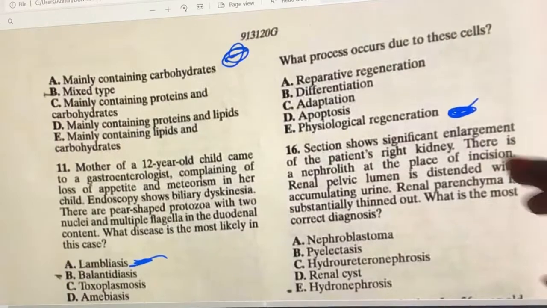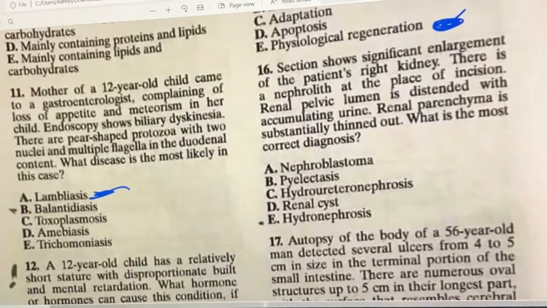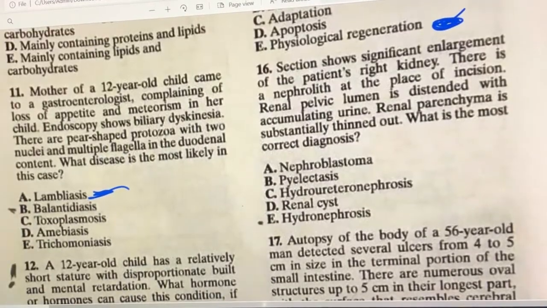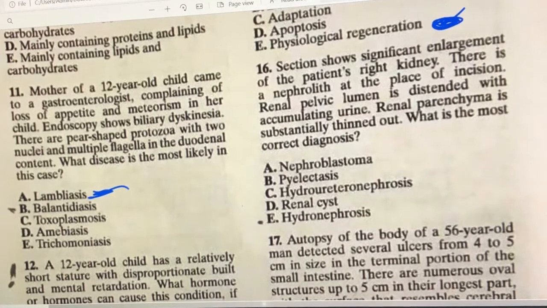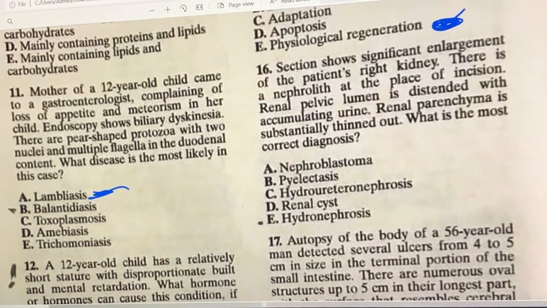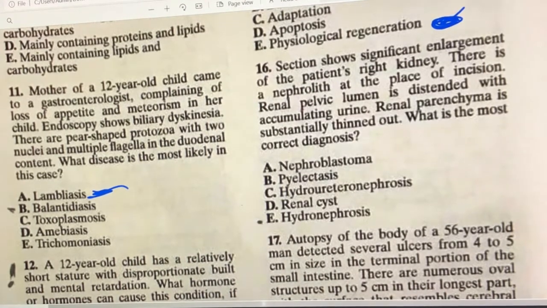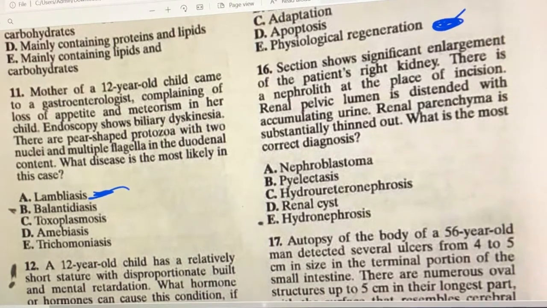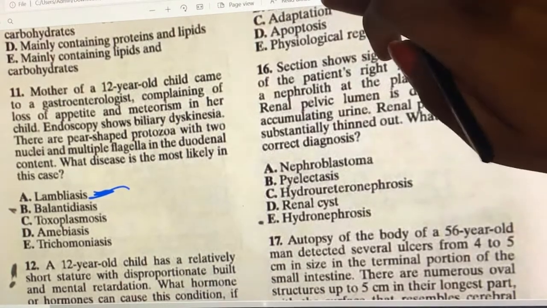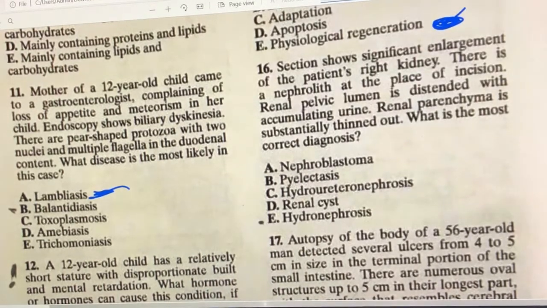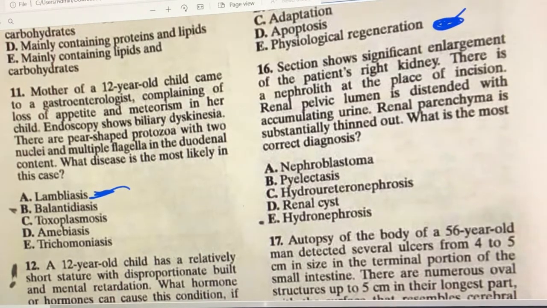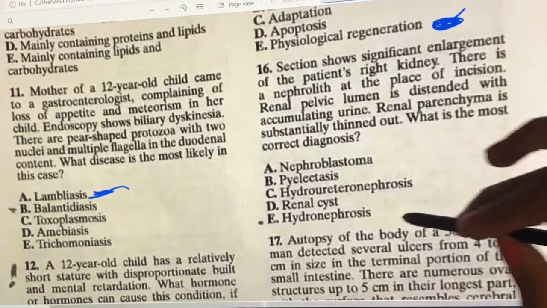Question number 16. Section shows significant enlargement of the patient's right kidney. There is a nephrolith at the place of incision. Renal pelvic lumen is distended with accumulating urine. Renal parenchyma is substantially thinned out. What is the most correct diagnosis? In this question, you can easily see that they have given distended with accumulating urine. So the answer is hydronephrosis.